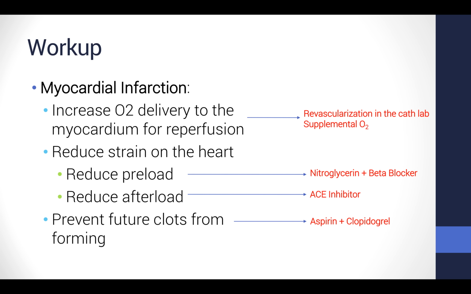Okay. Now it's not important for you guys at this level to know every single drug here, the names of the drugs, mechanisms of drugs. All of that's not important, but it is important for you guys to understand this part. So this is all physiology, right? We have an infarction. We know what an infarction is, right? Persistent ischemia leads to necrosis. So it makes sense that we want to increase oxygen delivery. It makes sense that we want to reduce strain on the heart, and it makes sense that we want to prevent future clots from forming because that's what caused that decreased oxygen delivery in the first place.